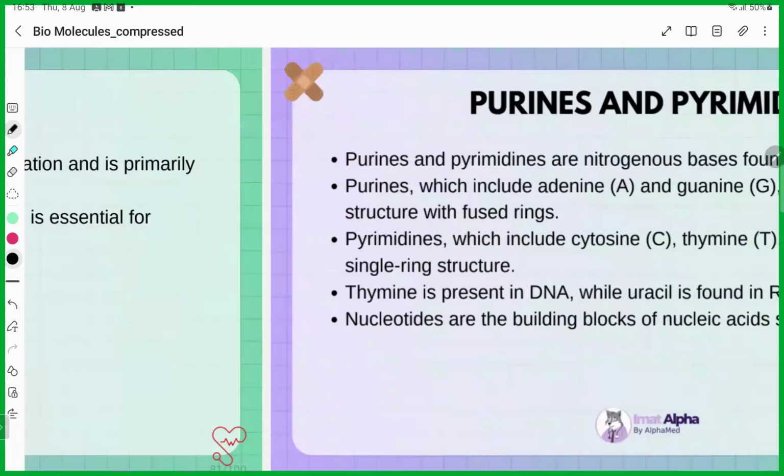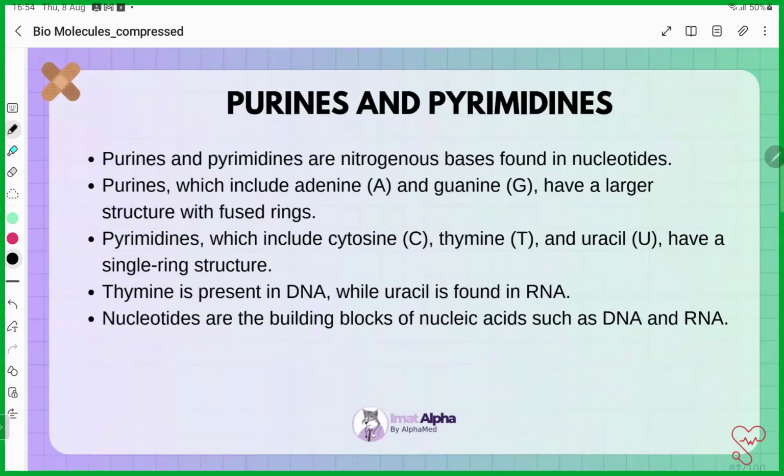Purines and pyrimidines. Purines and pyrimidines are nitrogenous bases found in nucleotides. So purines are adenine and guanine and have a larger structure with fused rings. Pyrimidines are cytosine and thymine and uracil. They have a single ring structure or nitrogen ring. Let's call them nitrogen rings.